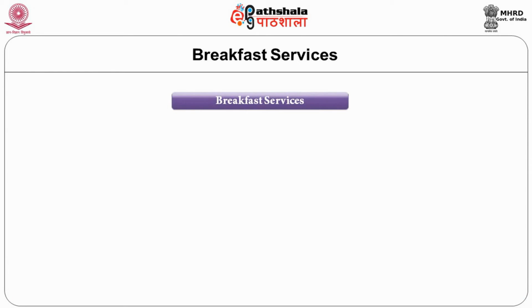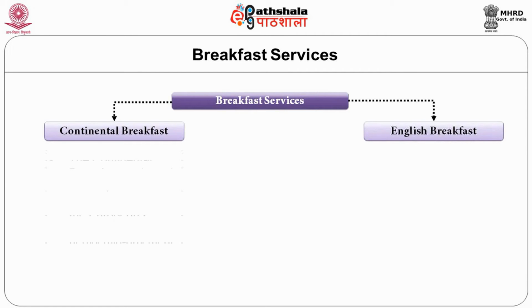Now we have seen three major types of service. One is waiter service, the second one is self-service, and the third one is assisted service. Now apart from these three major types of service, you should also know another type or category which is known as breakfast service. There are generally two types of breakfast service which is offered in hotels and restaurants. One is the Continental Breakfast and the other one is the English breakfast.